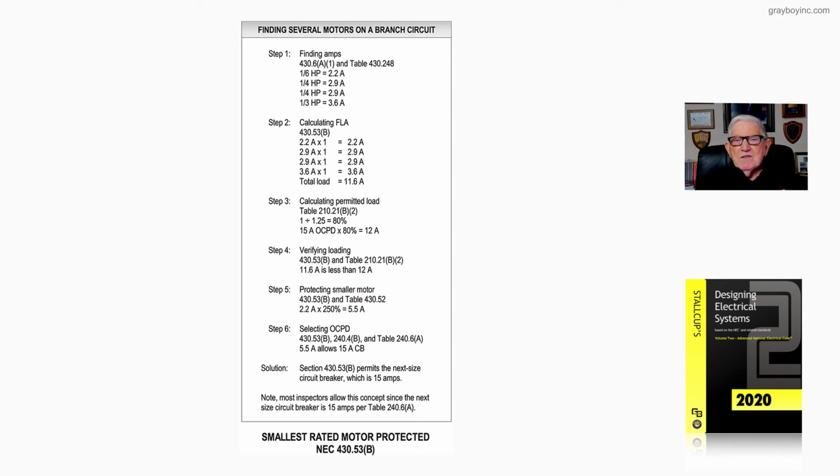The 250% of 2.2 amps, the smallest motor, is 5.5. So that motor would be allowed to be put upon that circuit, connected to that circuit, maybe is a better word, of the 15 amp rating. And then, of course, we could also see that we could start the largest motor at 3.6 amps.